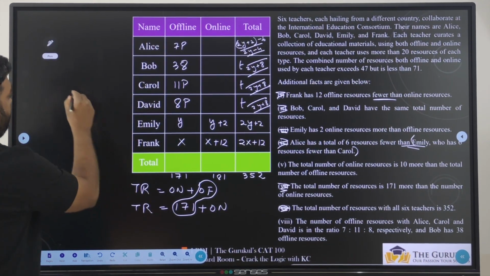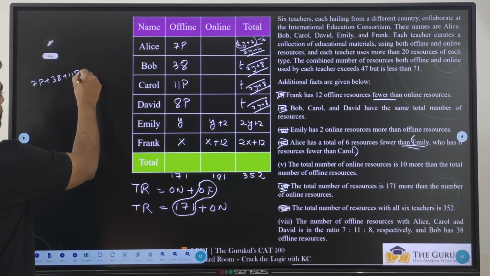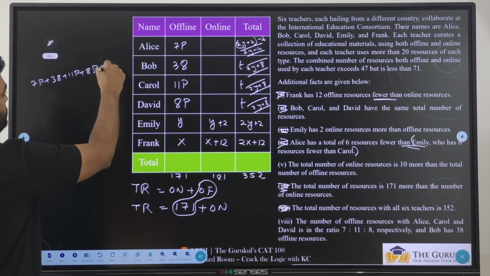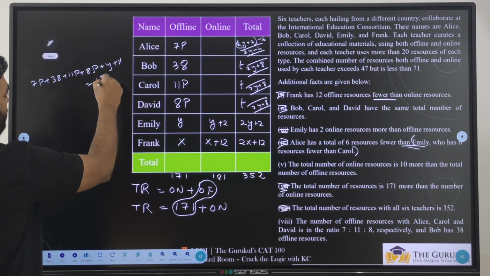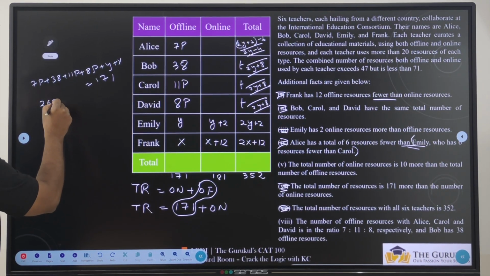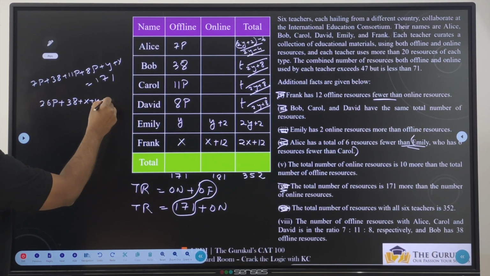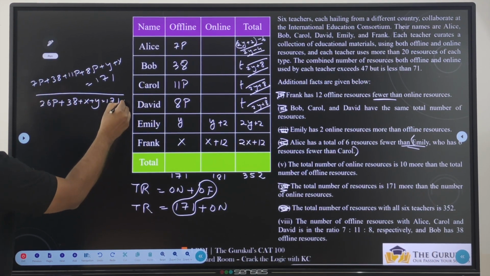So if I add everything, that is 7p plus 38 plus 11p plus 8p plus y plus x should be equal to 171. So this total will be equal to 7 plus 11 plus 8, which is 26p. So 26p plus 38 plus x plus y is equal to 171.